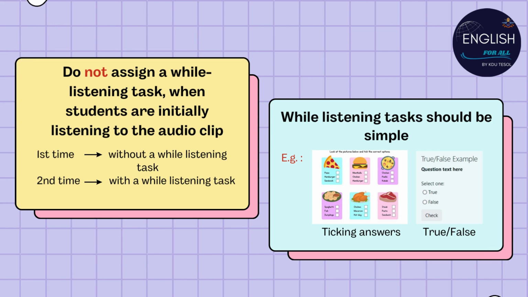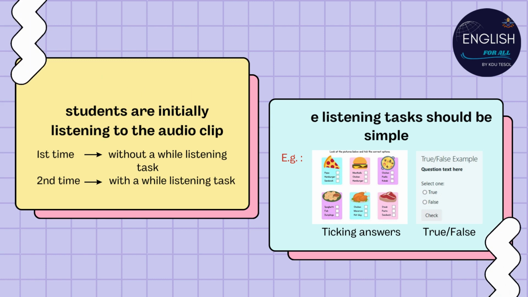comprehension and engagement. Keep in mind that while listening activities should be uncomplicated, like ticking the right answers or answering true or false questions, complex activities, especially those involving both listening and reading or writing, can be challenging for learners with learning difficulties, as it requires them to use multiple skills simultaneously.